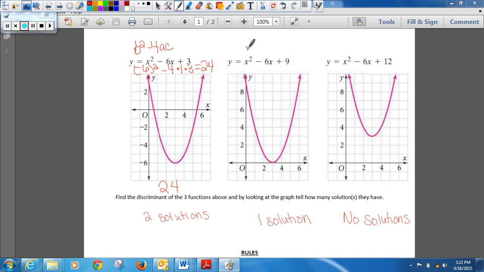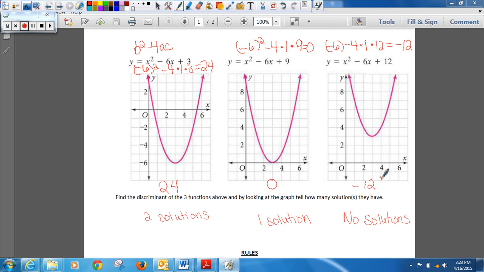I'm going to write it down here. On this next one, b squared minus 4 times a times c gives me 0. So my discriminant in this graph is 0. And finally, my discriminant here is b squared minus 4 times a times c, which gives me negative 12.